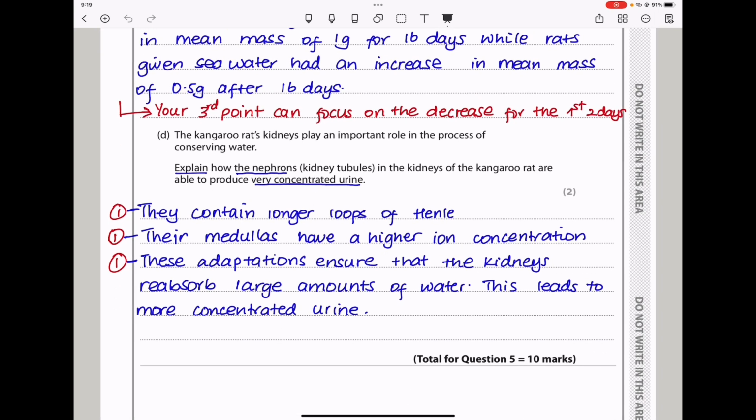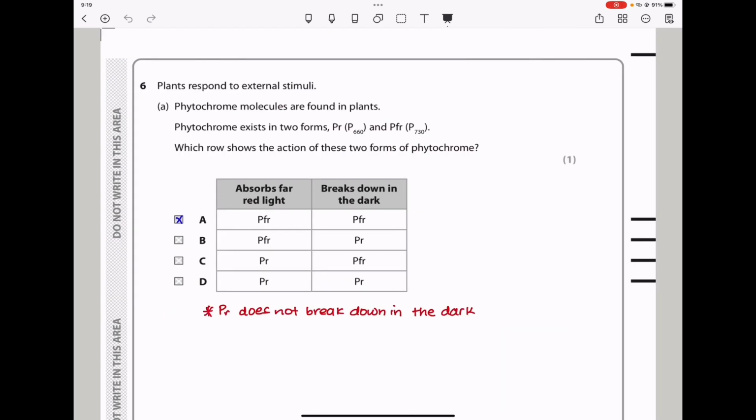So this brings us to the end of question 5. Let's continue to question 6. Question 6. Plants respond to external stimuli.